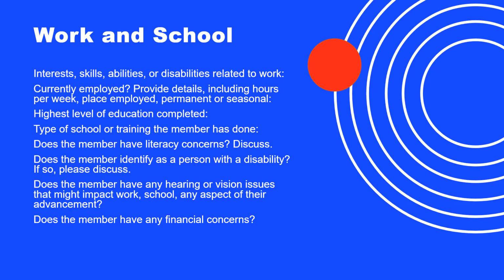Next, we have work and school. These questions run the gamut from their interests, skills, abilities, and disabilities related to work. Do they identify as a person with a disability? For instance, are they a quadriplegic? Are they someone who has severe vision issues, legally blind? Do they have any hearing or vision issues that might impact?